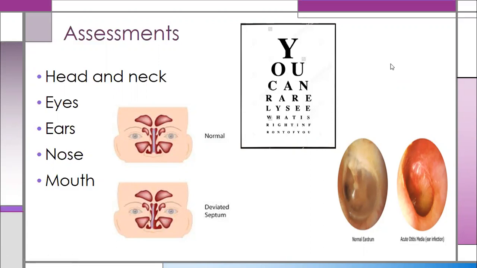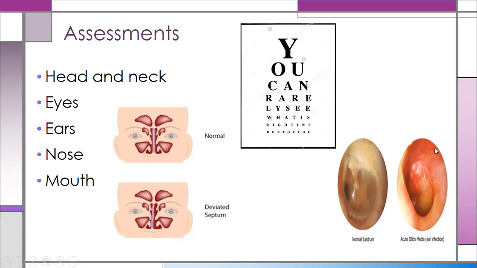Do they work around any of those things like we talked about with loud noises that could have led to some hearing loss? Do they have any history of head trauma? So these are some things we may want to know ahead of time.